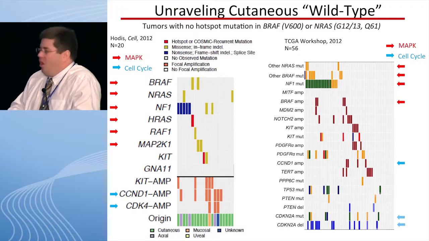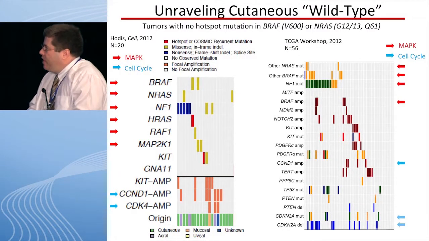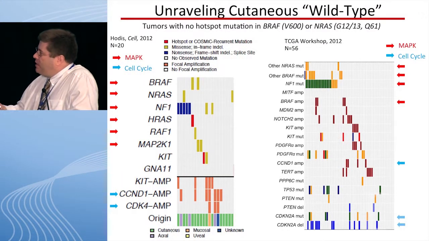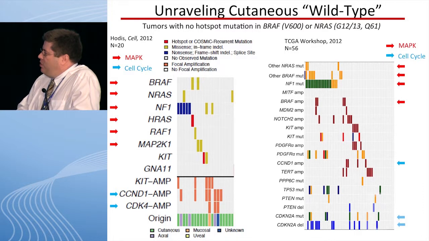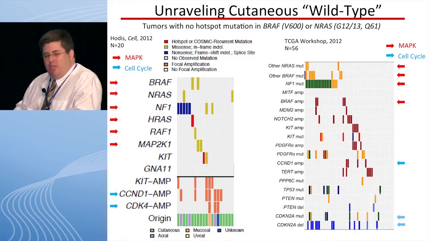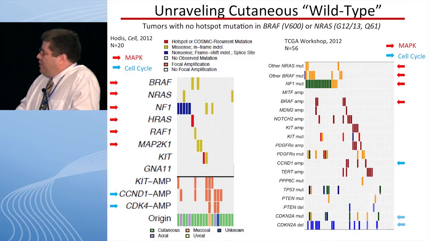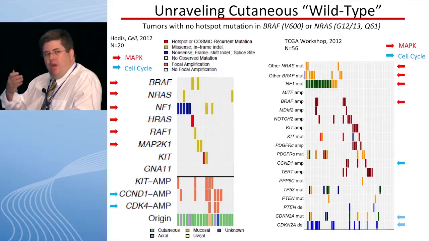So focusing in on those tumors that don't have the hotspot mutations in BRAF and NRAS, in the Linda Chin study, this is 20 tumors. In TCGA, in that initial report, it was about 50 tumors. What are the events that we're seeing in those patients? Again, as I've highlighted, one of the events that seems to be particularly enriched here are these loss-of-function mutations in NF1, giving us another way to activate the MAP kinase pathway.